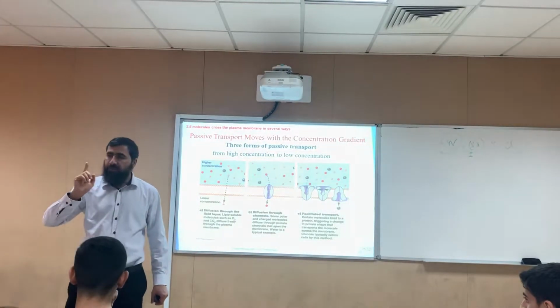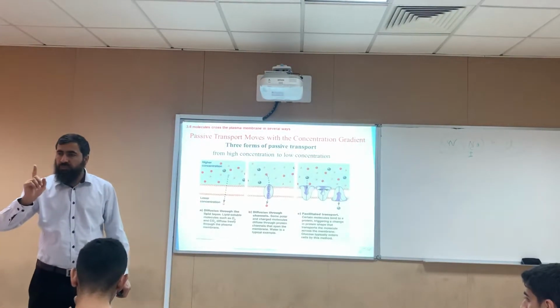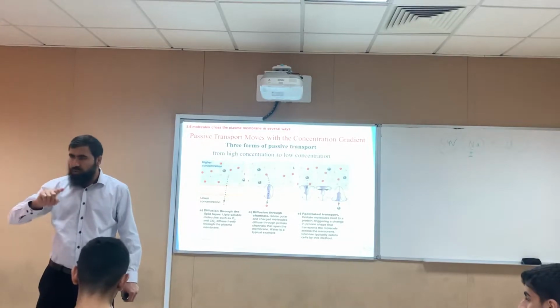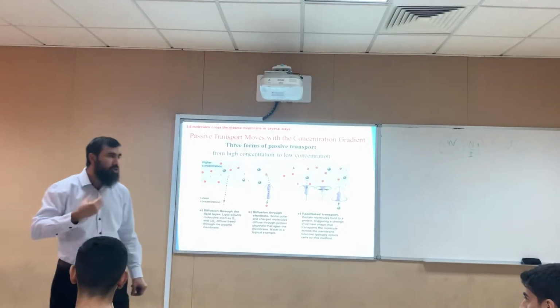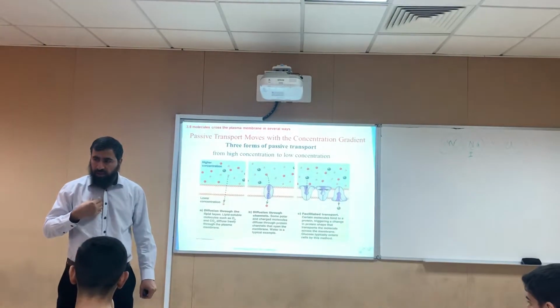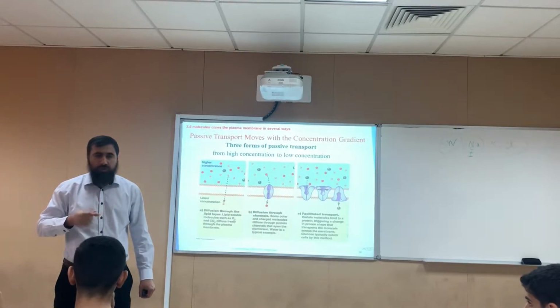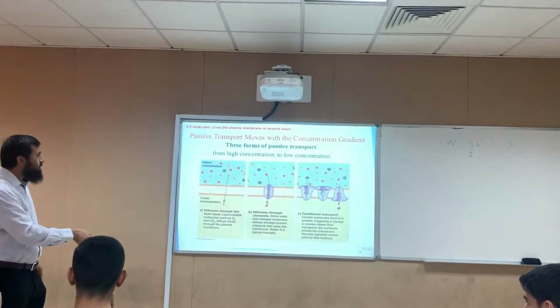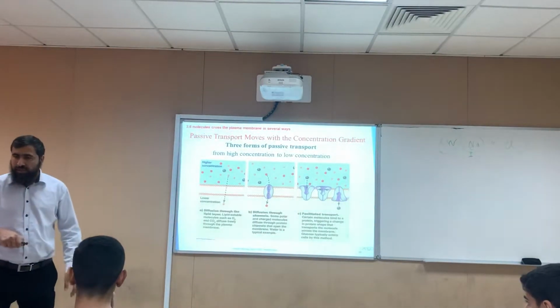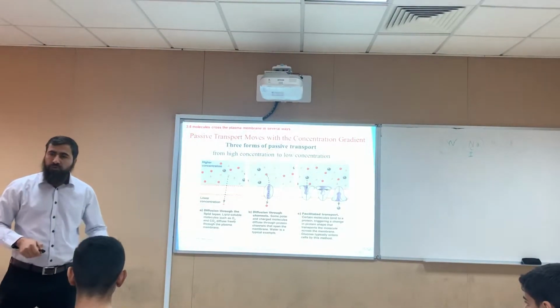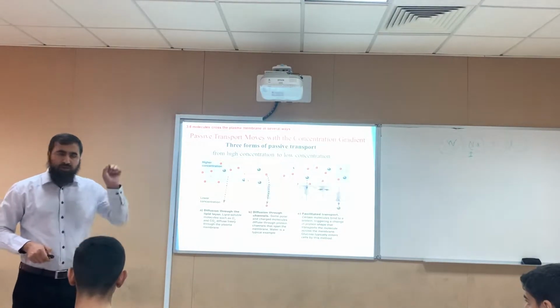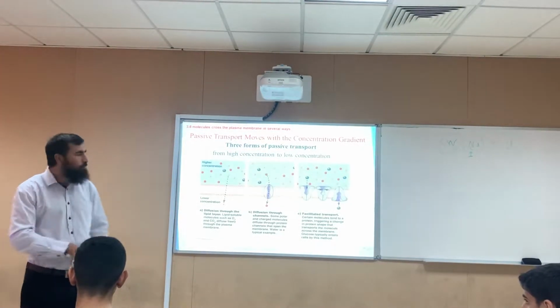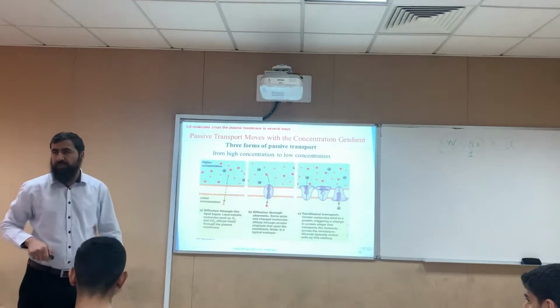So remember, we said that molecules move from high concentration to low. The concentration of oxygen in the air in our lungs is high, while in the blood it's low. So what happens is that oxygen moves out of the air into the blood by simple diffusion through the plasma membrane.